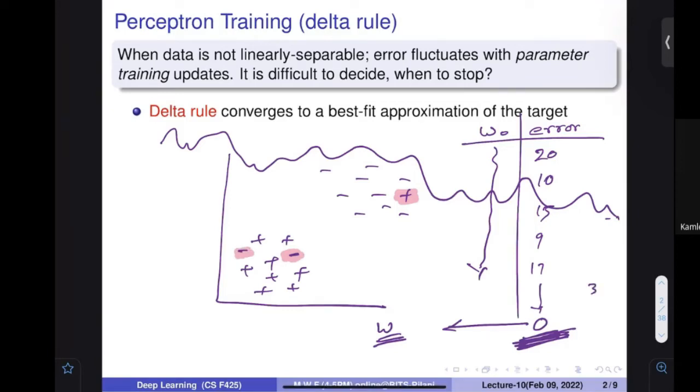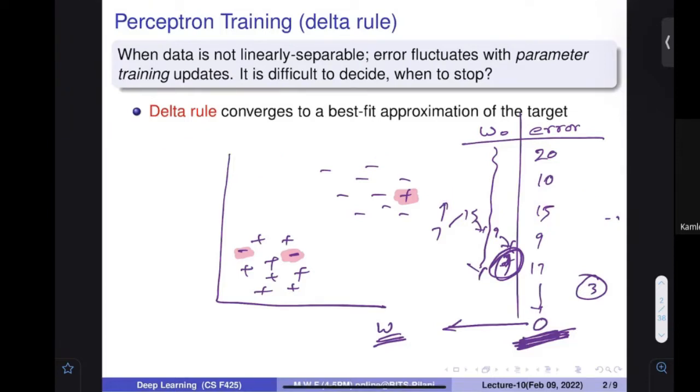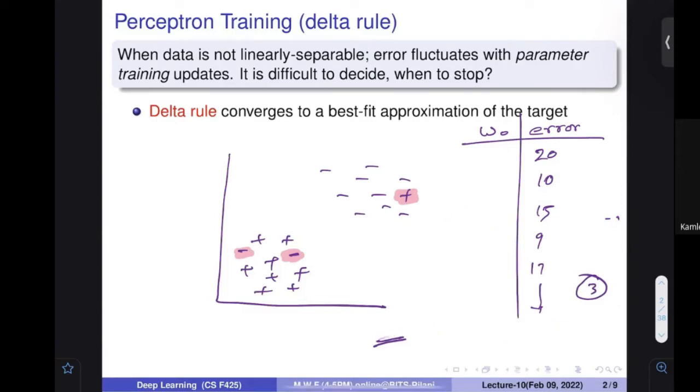But do you know that the minimum error is going to be 3? If you don't know, then sometimes when the error was 7, after that it becomes 15, after that it becomes 9. So after some time, when it comes back to 7, you would be happy that you should stop at that point. Ultimately, my point is that it is very difficult to tell at what point you should stop, because your error is fluctuating. And every time you don't know about the data, how many points are ultimately going to be misclassified.